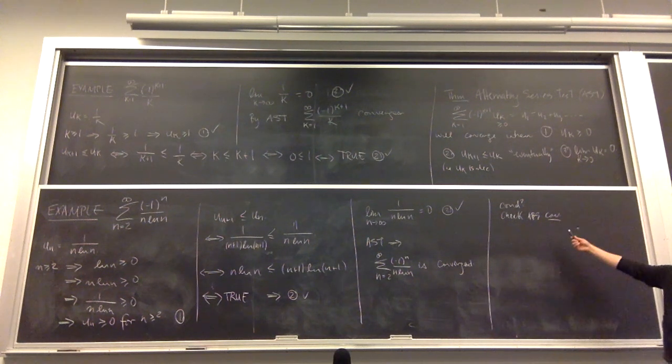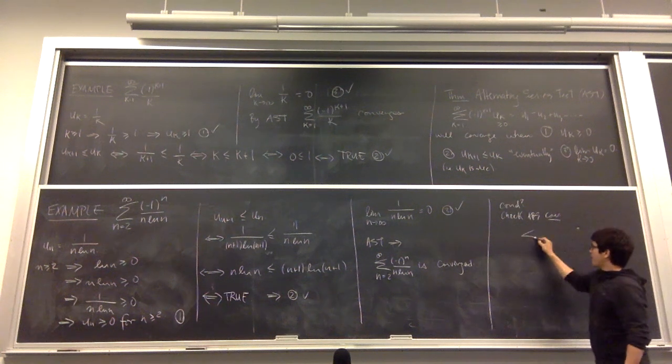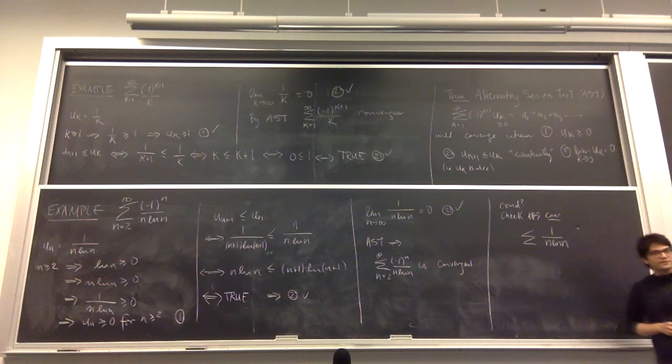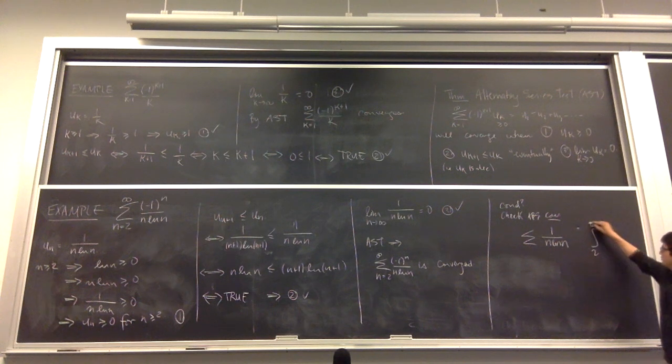Okay, but how do we check for absolute convergence? We have to ask about this sum, 1 over n log n. Does this look familiar to anyone? Well, what about this integral?